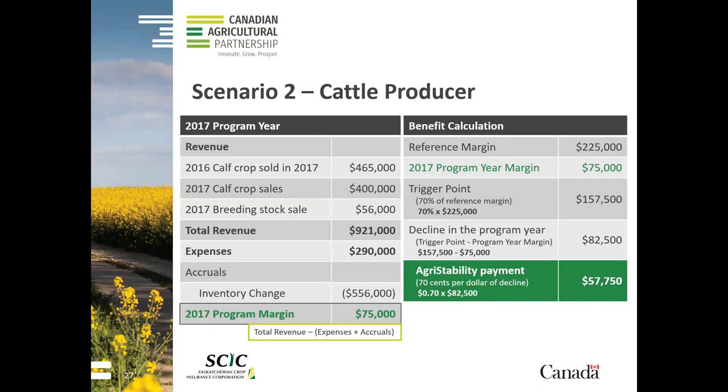So this will again have an impact in their 2018 program year, as this producer will have a smaller herd size to begin the 2018 program year. So depending on their year and how the producer manages their herd, it could be a factor in a benefit being generated in 2018 as well.